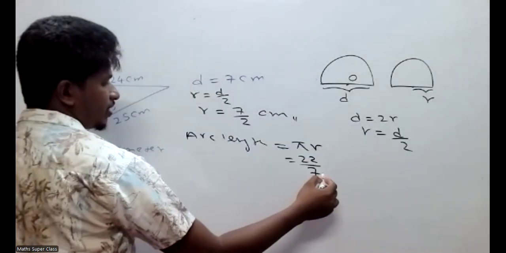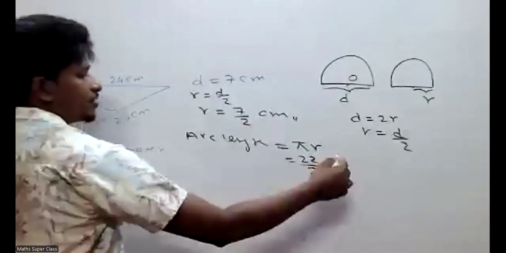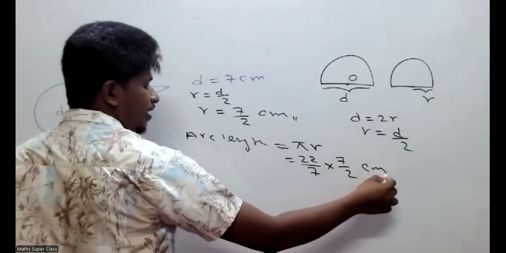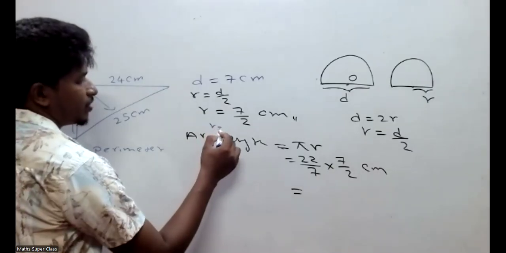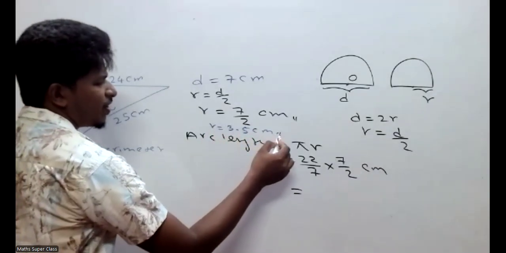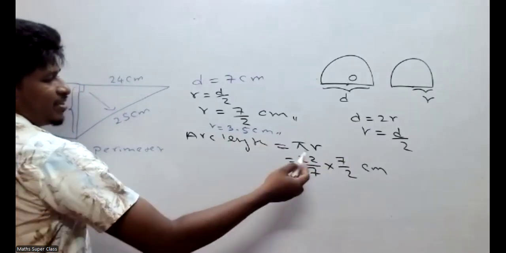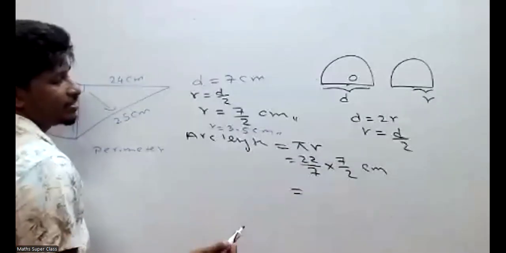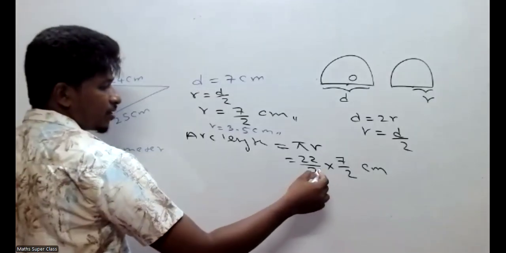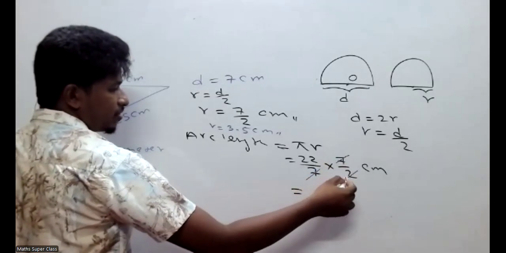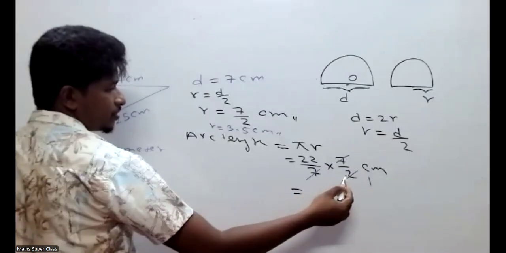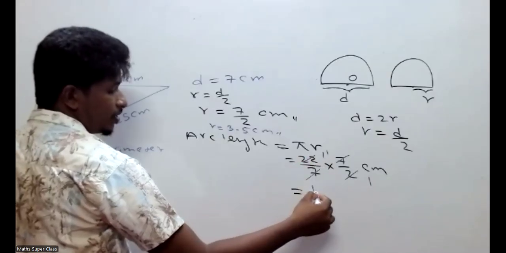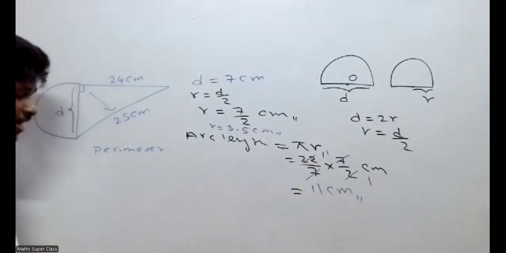Pi means 22/7. This is a formula. r means 7 divided by 2. Now you can easily understand why I said don't multiply, don't divide this. Actually, if you want, you can divide. r equals 3.5 centimeter. But if I write that here, it's difficult to simplify. But now you can cut because you have the knowledge about fractions. 7, 7, 5. We can cut 2 times 1, 2 times 11. So arc length equals 11 centimeter.